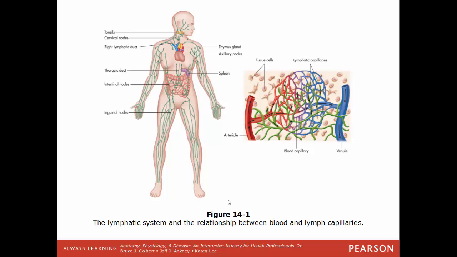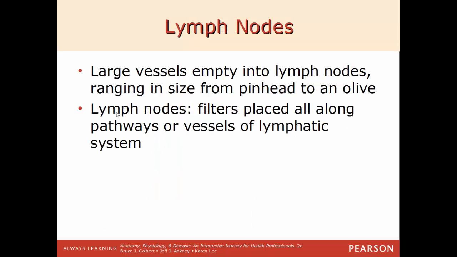Here's an illustration of the relationship between the blood capillaries and the lymphatic capillaries. In this image, the lymphatic capillaries are the ones in green, and they form a network running along right next to the blood capillaries. Some examples of lymphatic organs are the tonsils and the lymph nodes. All these little green circles are lymph nodes. Now, the large vessels of the lymphatic system enter into lymph nodes.